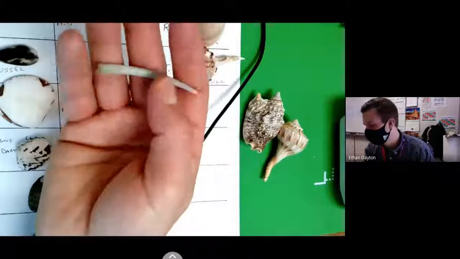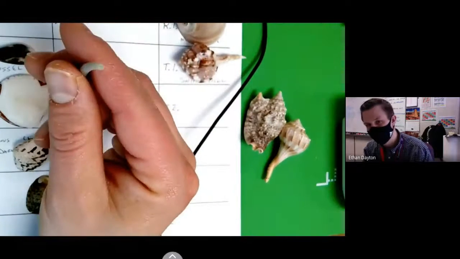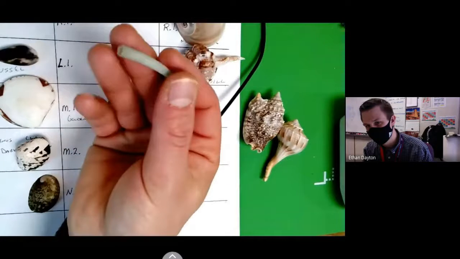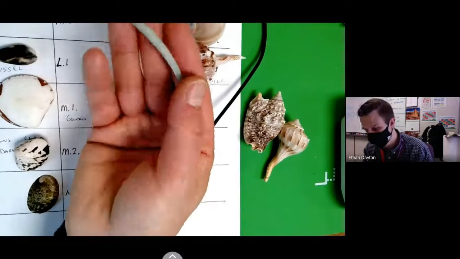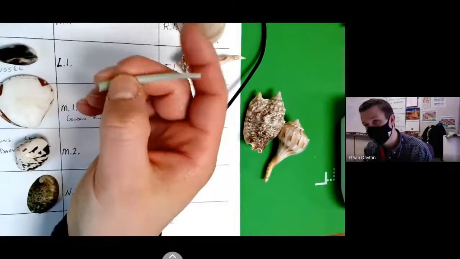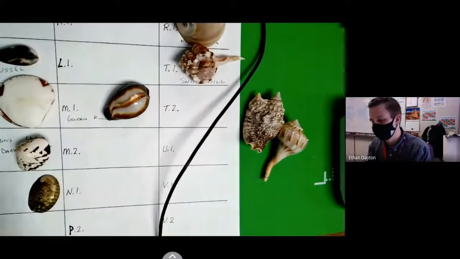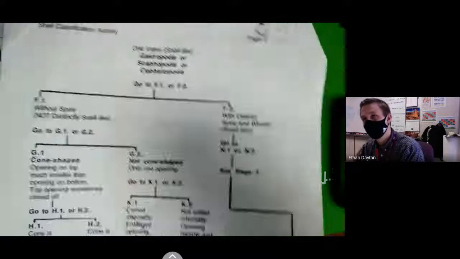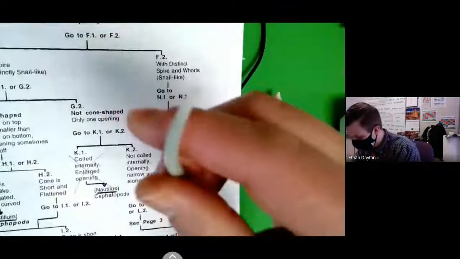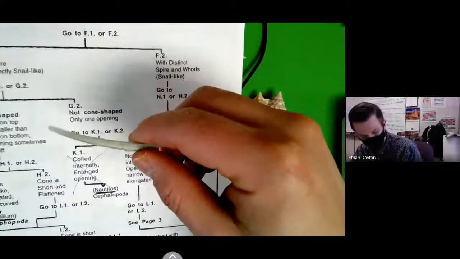So we're looking at this one. Do you think this is 1 or 2 valves? Does it look more like a clam or possibly something a snail would have? This thing a snail? Mm-hmm. All right. So then we need to go to F1 and F2, right? So walk me through it. Does it have a spire? I think that's a spire. What's that? Is that long thing a spire?